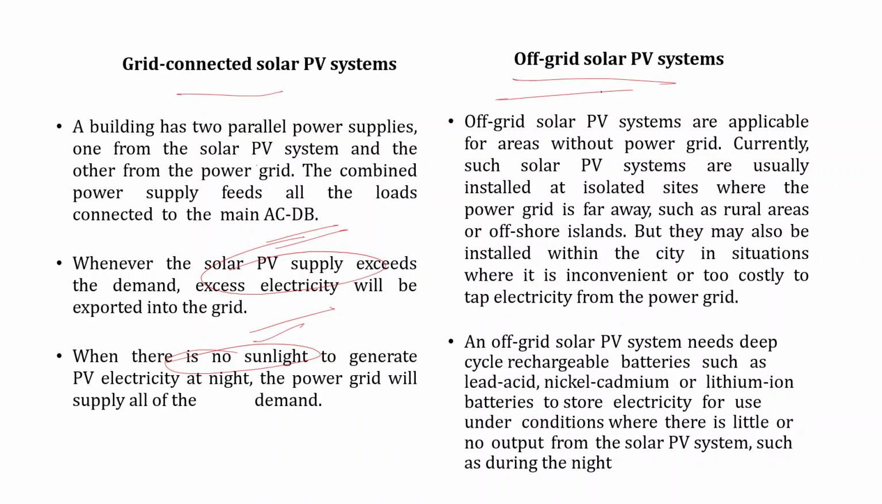Okay, now the off-grid solar PV system. These are generally applicable for areas without a power grid. Currently, such PV systems are used at isolated places where there is no grid connection, and they can also be used within cities, because sometimes there is a higher number of outages. So homes can use this solar PV system to reduce the dependency.